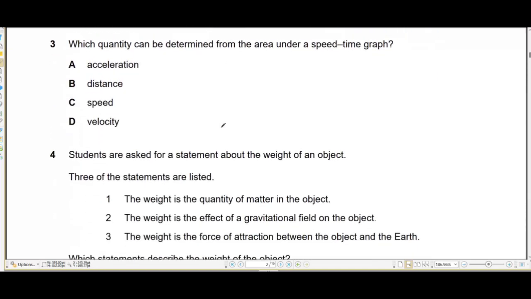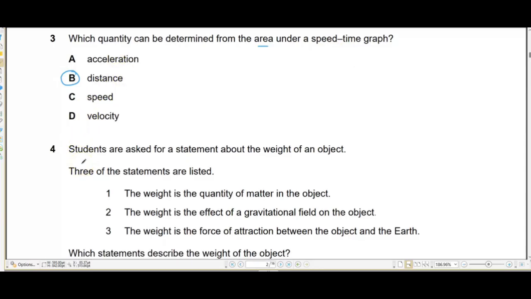Question number 3. Which quantity can be determined from the area under a speed time graph? We know that the area under a speed time graph represents the distance covered. So B is going to be our correct answer. And the area under a distance time graph gives us nothing. So B is the correct option.